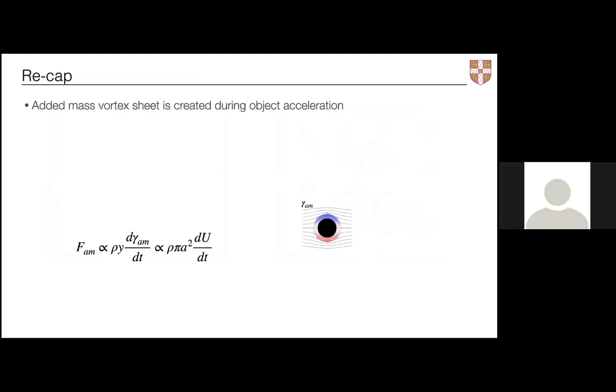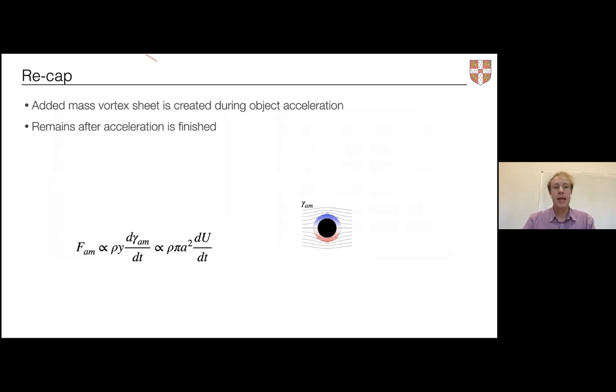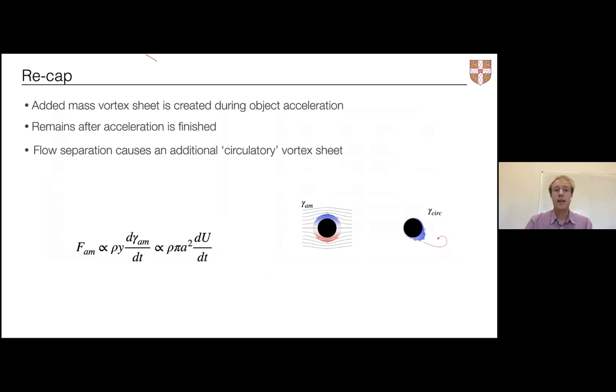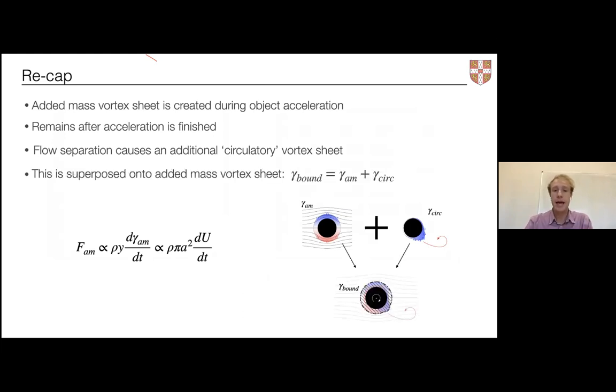So to recap, an added mass vortex sheet is created when our body accelerates. Importantly, ignore all of this math, but just see that it's related to our body accelerating. And this remains in place even once we finish accelerating, but just stays constant. Then if flow separates, we have an additional vortex sheet due to the shed vorticity. And if we add both of these together, we end up with our total boundary layer vortex sheet.